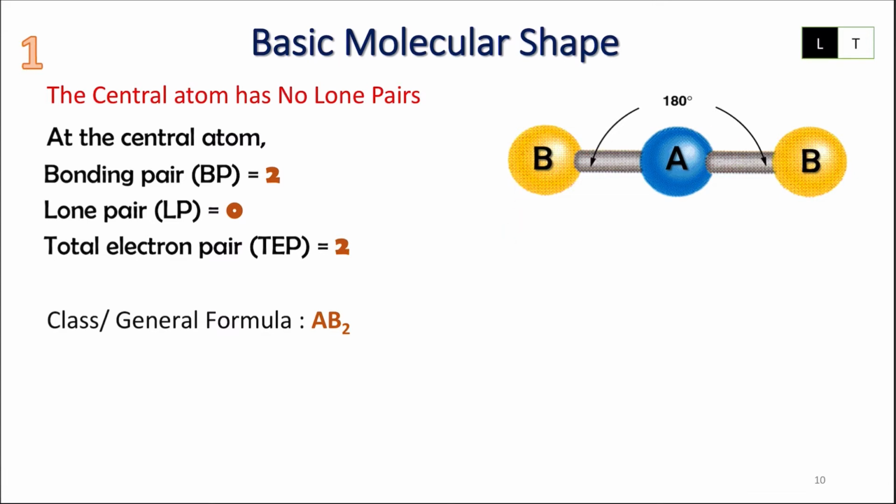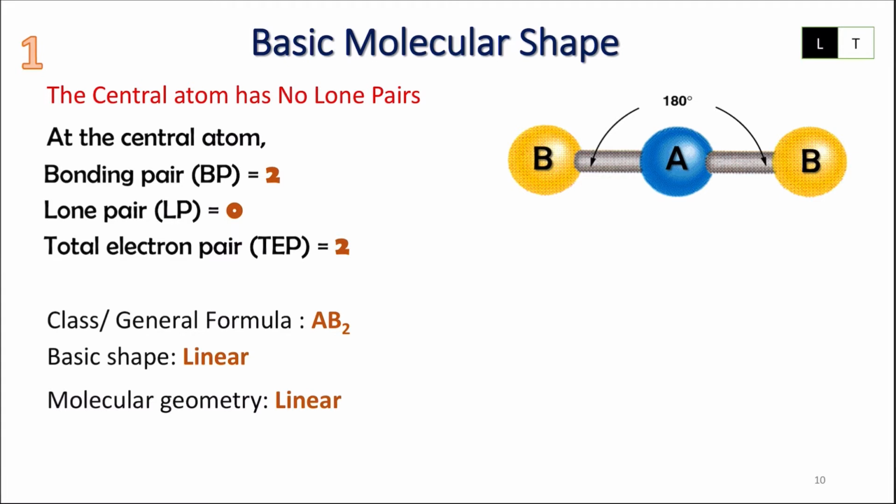And, bila kita dapat this class, maknanya basic shape dia adalah linear. And the molecular geometry stays the same, which is linear, kerana A tidak mempunyai lone pair. And last but not least, you got the bond angle. Bond angle adalah antara satu bonding pair kepada satu bonding pair yang lain. So, between these 2 bonding pairs, you got the angle is 180 degree. So, ini adalah cara saya illustrate untuk linear shape for the molecules given.